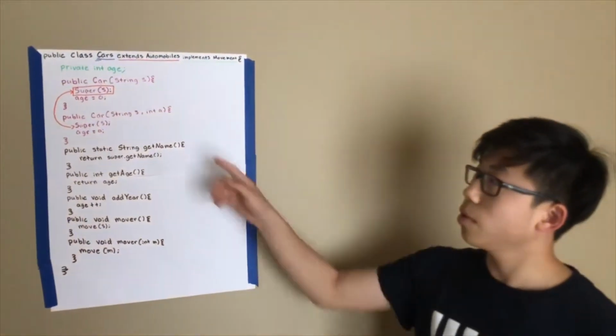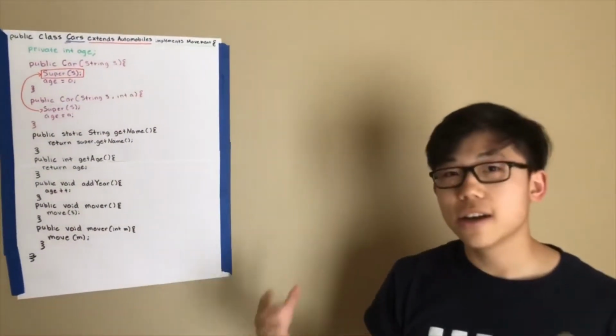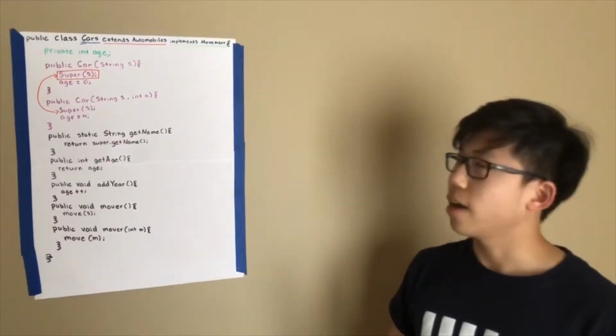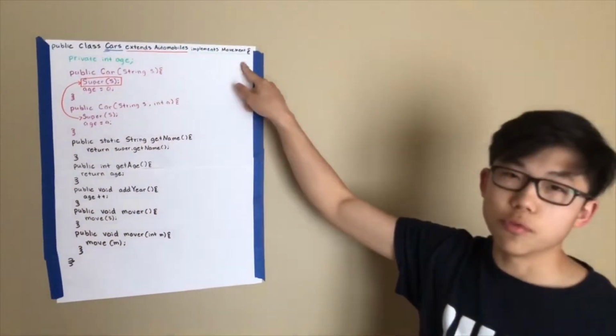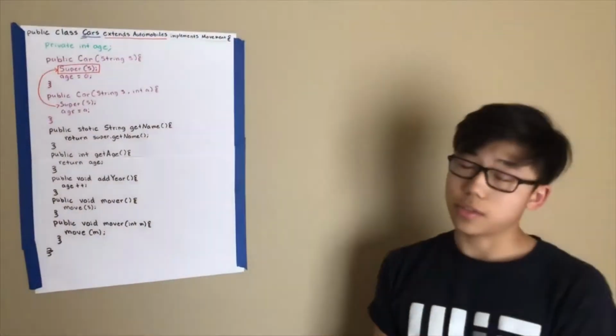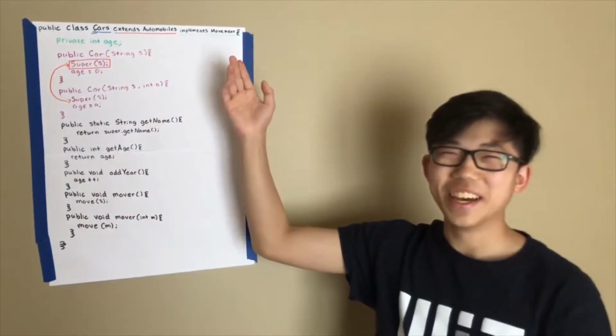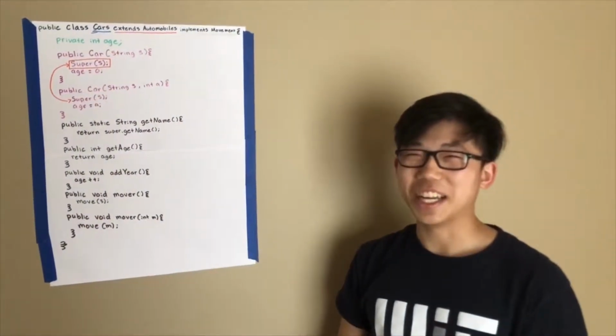So in this case, as we know, this class Cars extends Automobiles, as it is a child class of the class Automobiles. And lastly, it implements the interface Movement. Now we implement the interface Movement because this car moves. As you know, cars do move, and the interface Movement would help with this a lot.